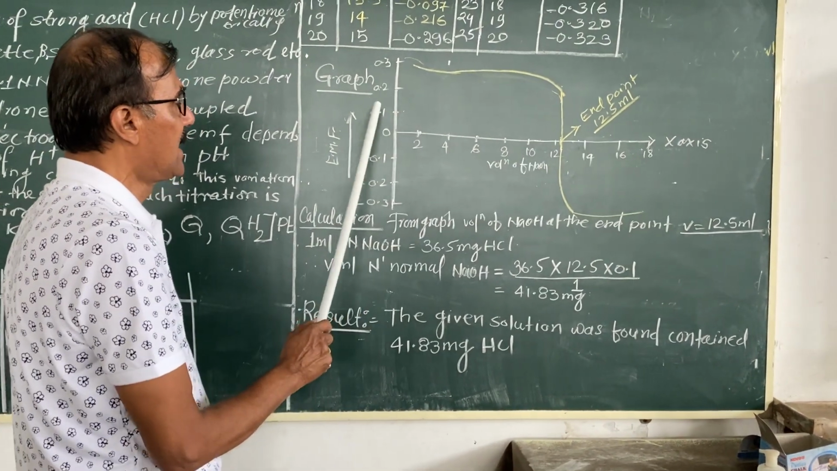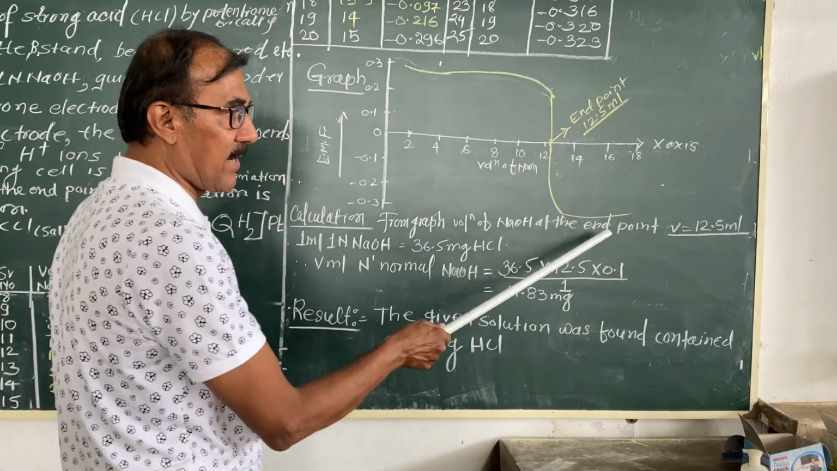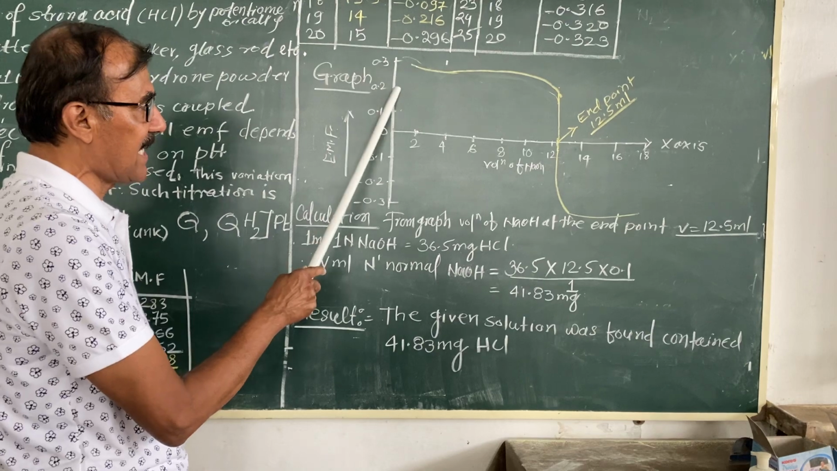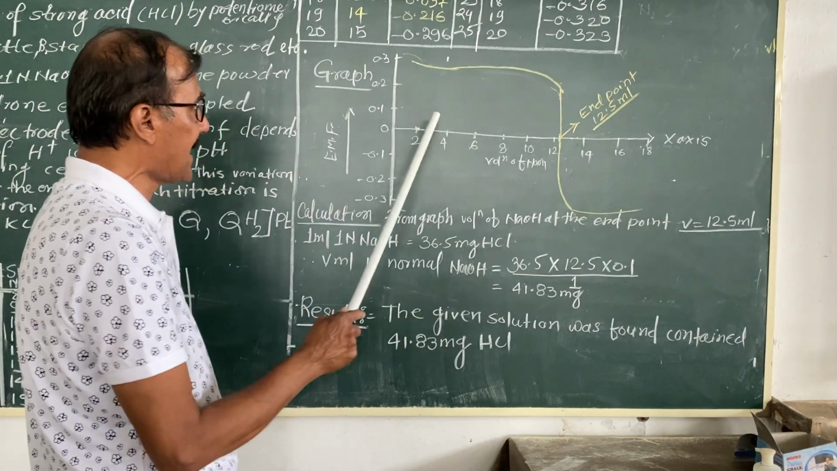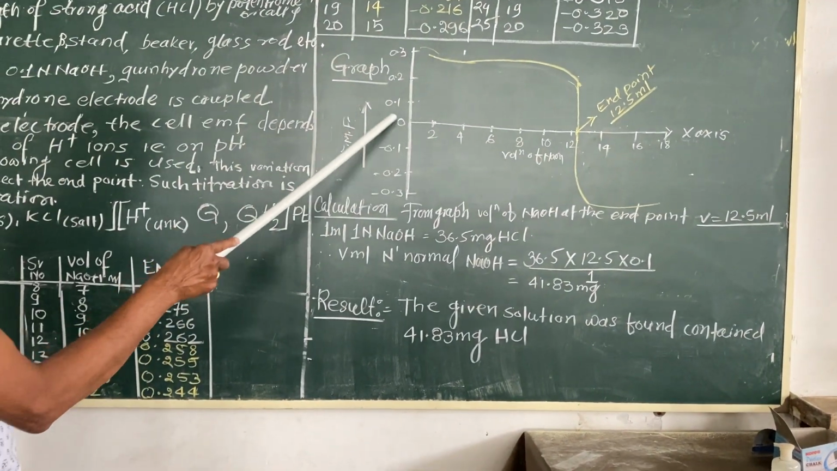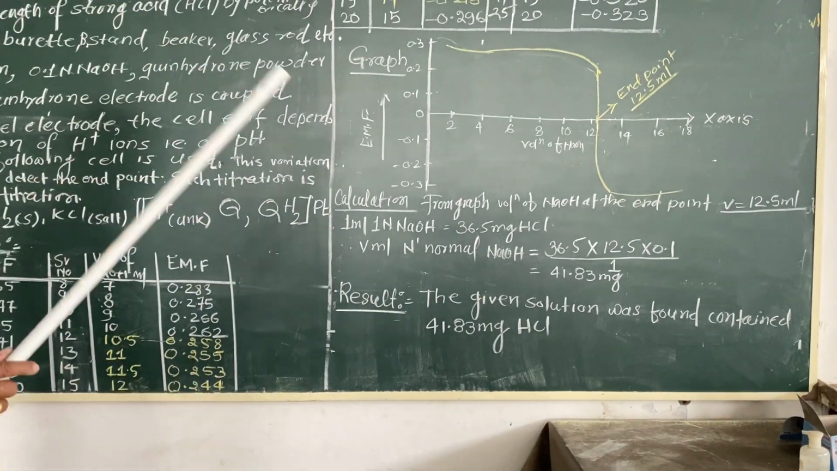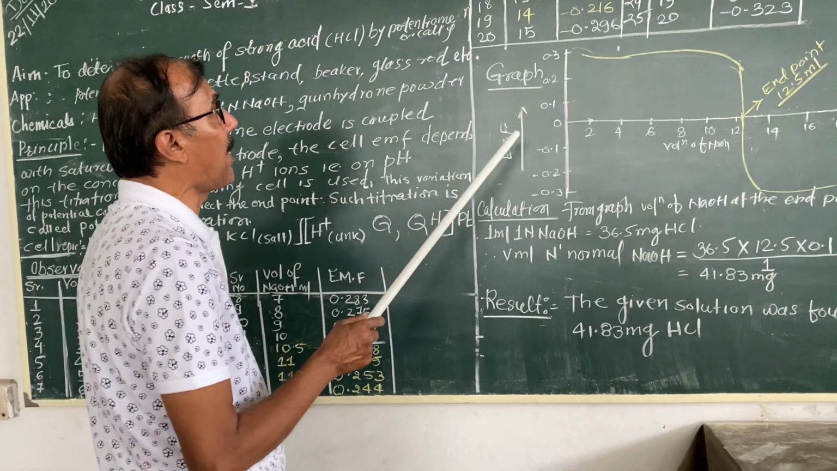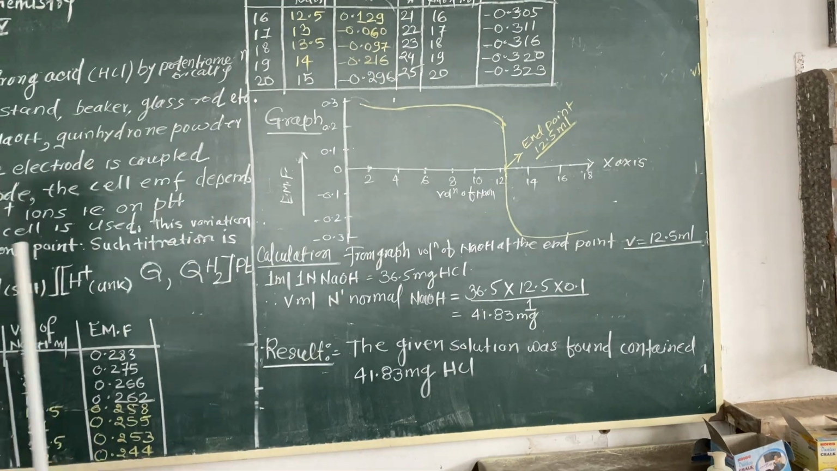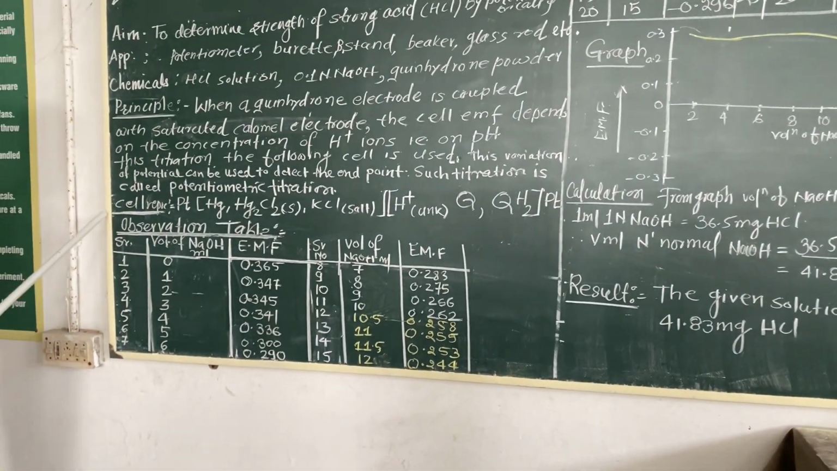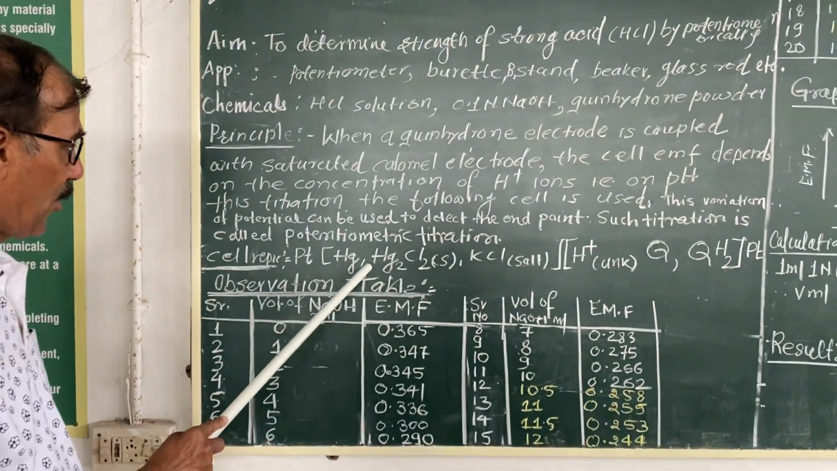But if you have a weak acid against a strong base, the nature of the graph will be different. If again weak acid against weak base, the nature of the graph will be different. In that case, you will not get the end point like this. So for this purpose, there is another graph you have to plot, that is delta E by delta V against the volume of NaOH.